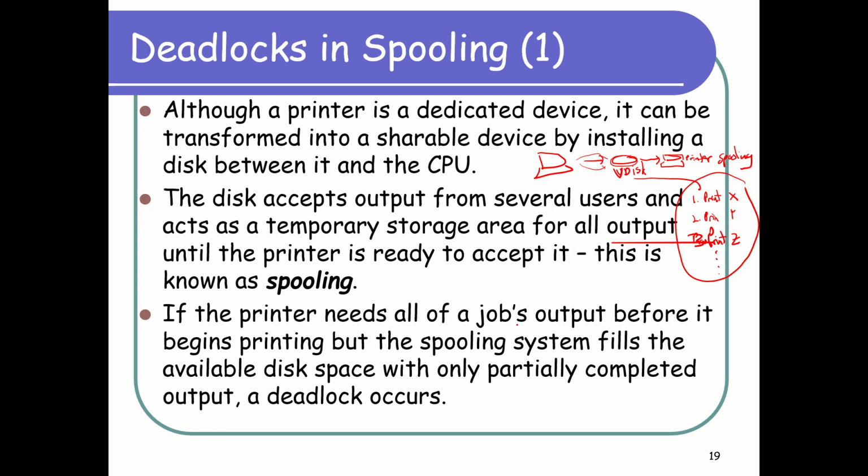If the printer needs all of a job's output before it begins printing, but the spooling system fills the available disk space with only partially completed output, a deadlock occurs. The virtual disk also has limited space. If it is full of spooled output without any completed job, the printer cannot print, because the printer only prints a completed job, a completed output.